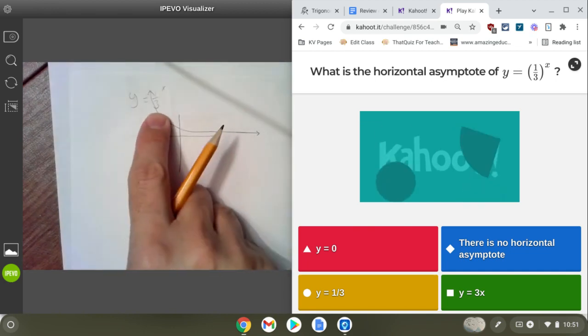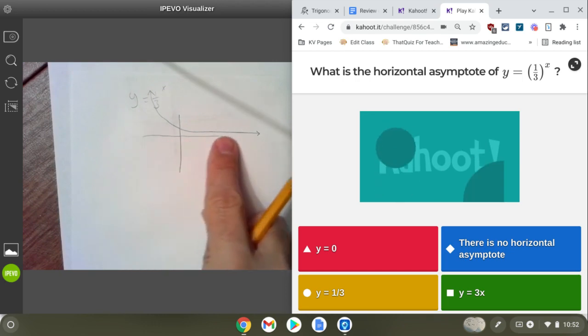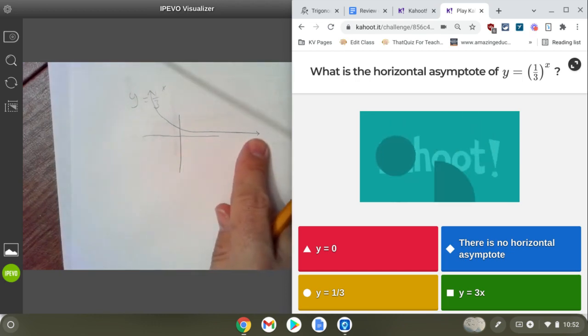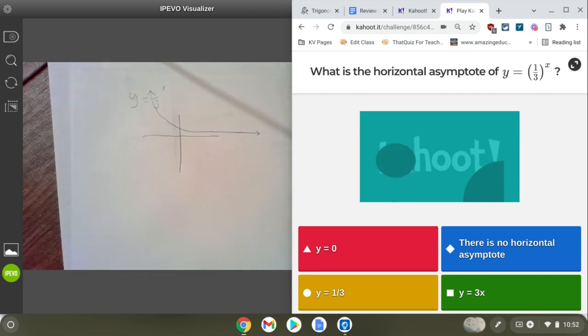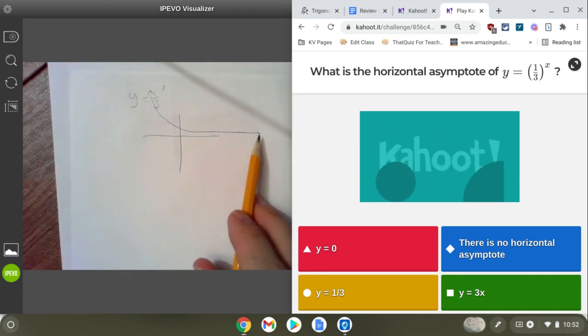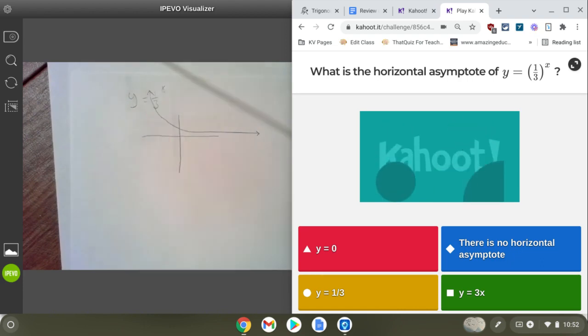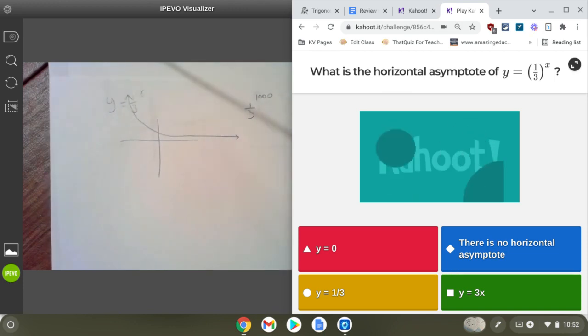This type is going to model exponential decay, but what they want to know is what the horizontal asymptote is, and it's just y equals 0. That's the value that it never quite gets to. It's what the value of the function is as x gets really big. So if you do 1/3 to say the 1,000th power, you're going to see that this is getting closer and closer to 0.